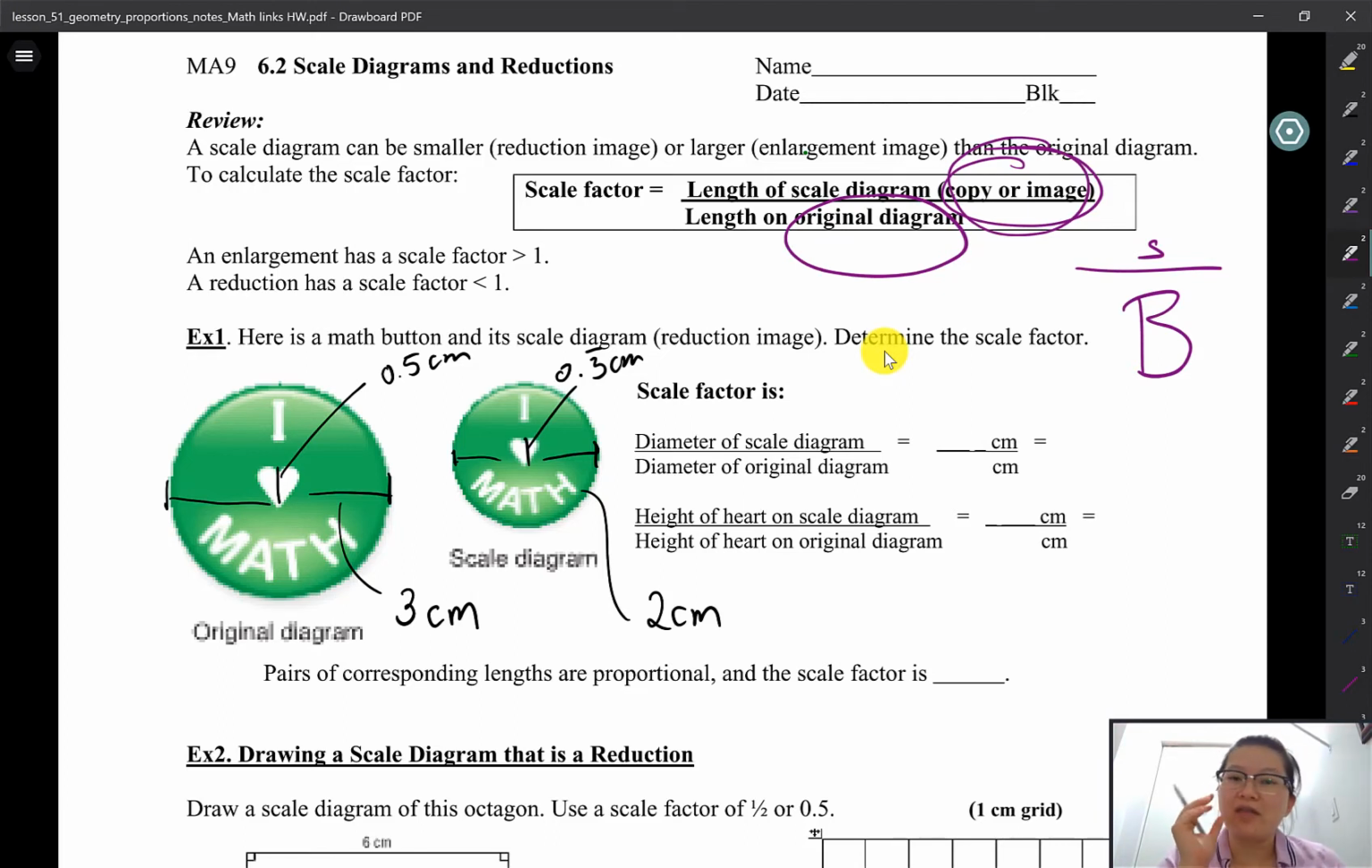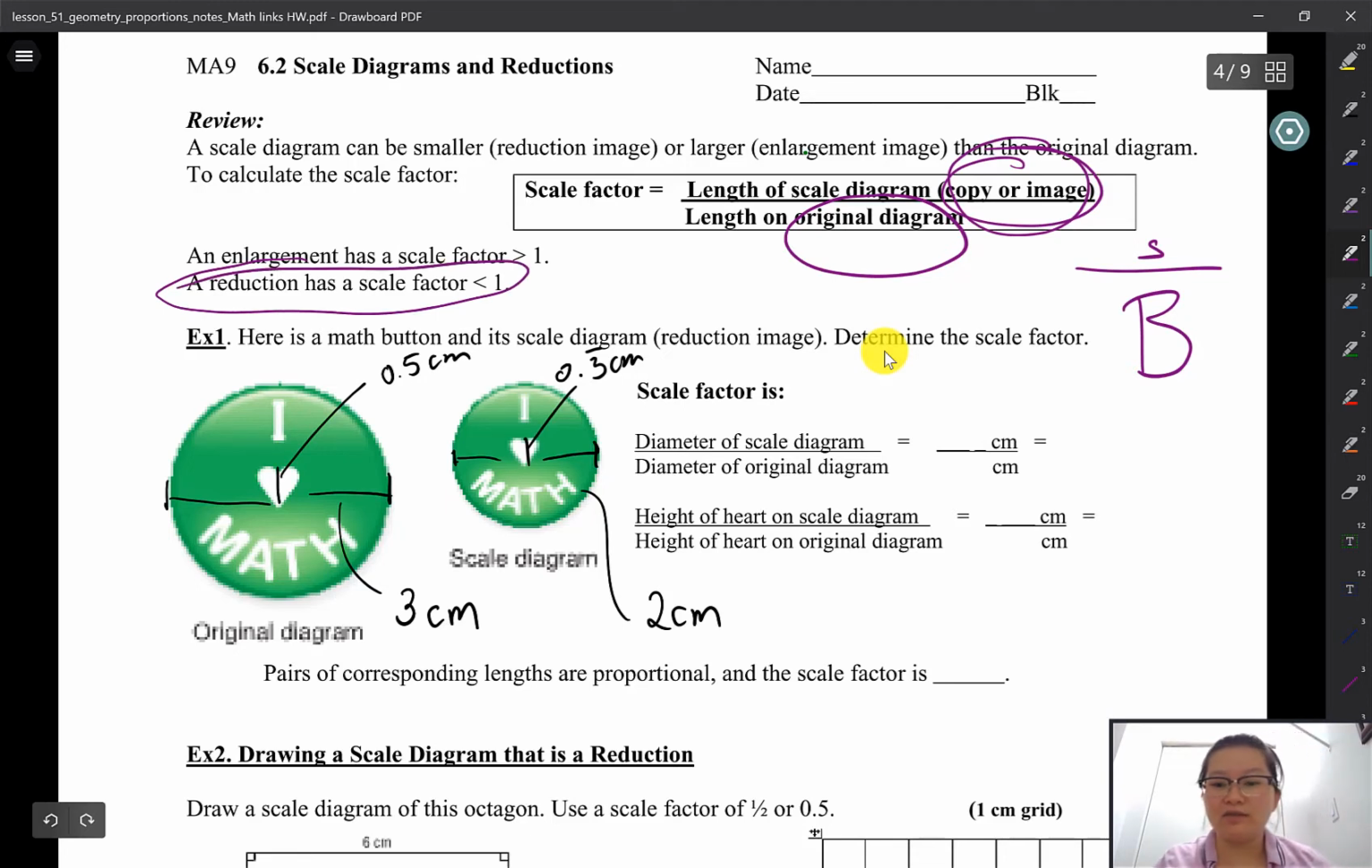You're going to get a number that is smaller than 1. Here you go. Reduction means you have a scale factor that is less than 1.